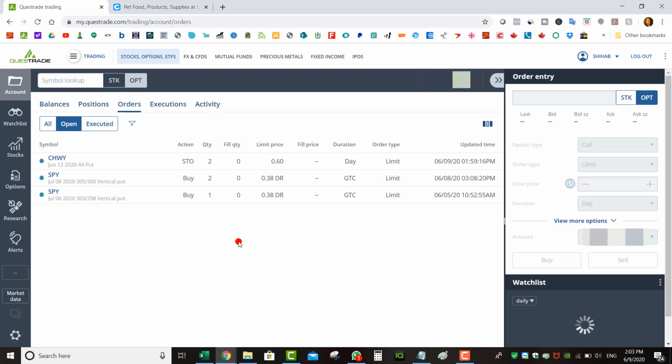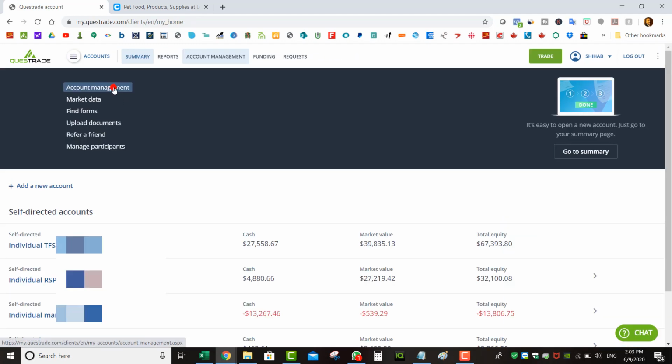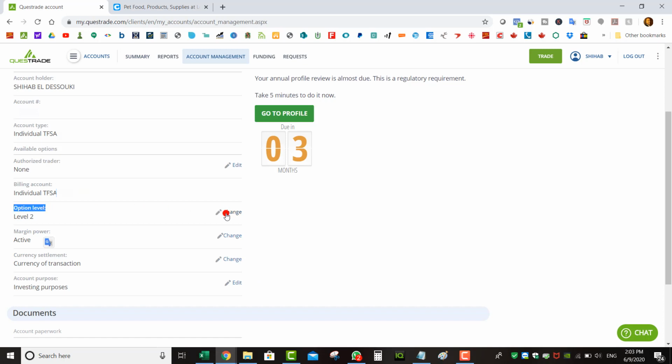But first you need to have level 4 options with Questrade, which you can get through accounts, account management, and under option level you could change to the option level that you want. Now you can only do naked puts in a margin account. You cannot do it in registered accounts.